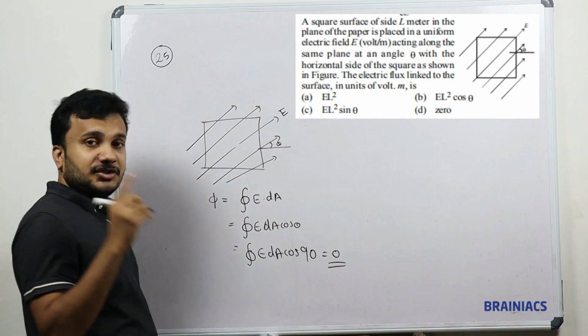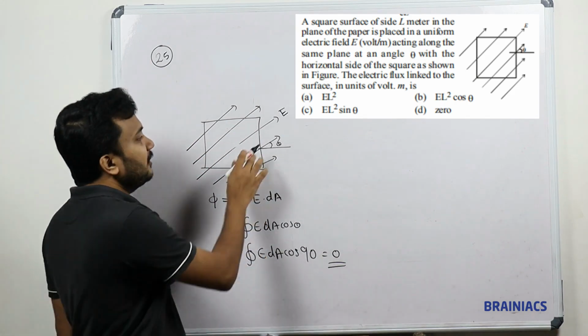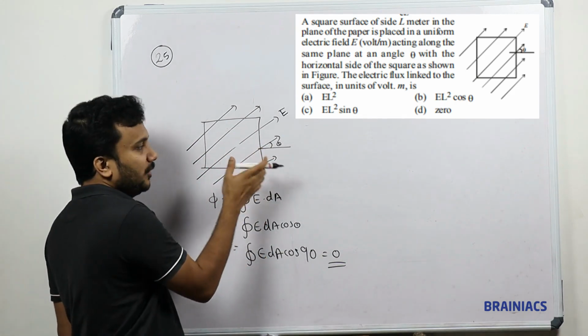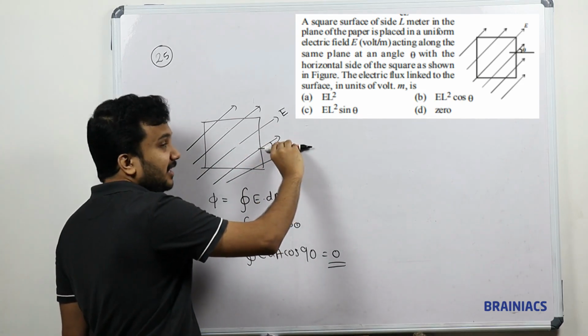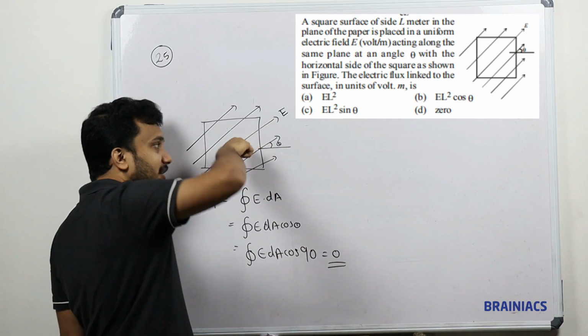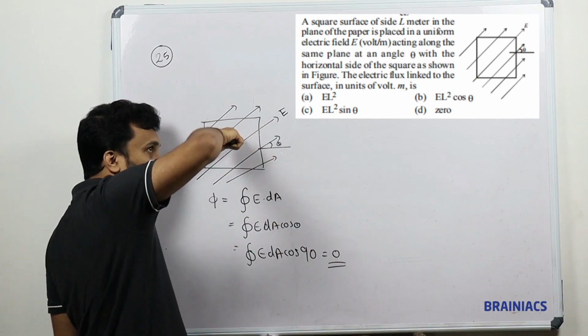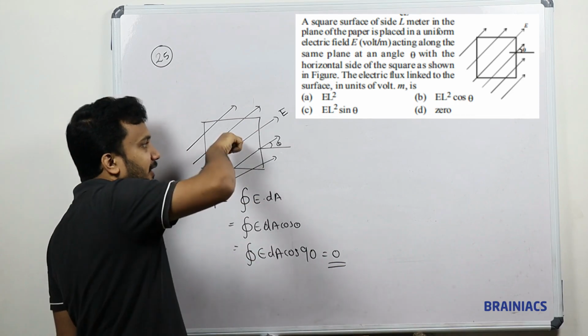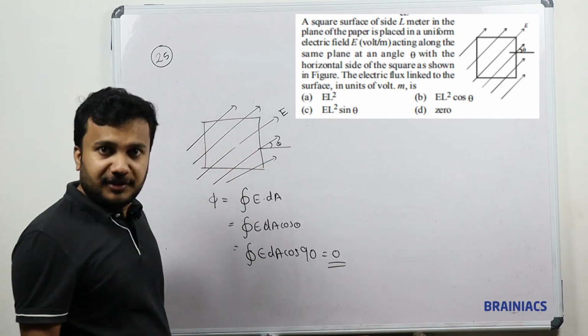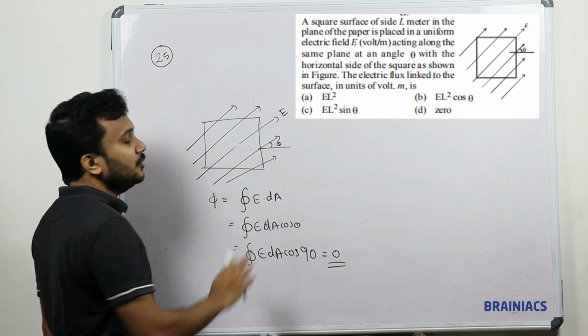So here, just to confuse you, they are giving the value of theta. Theta is an angle made with the horizontal direction. That is not the area vector. Area vector is always perpendicular to the plane. So the angle between electric field and area vector is 90 degree, so there is no flux. Flux will be equal to 0.